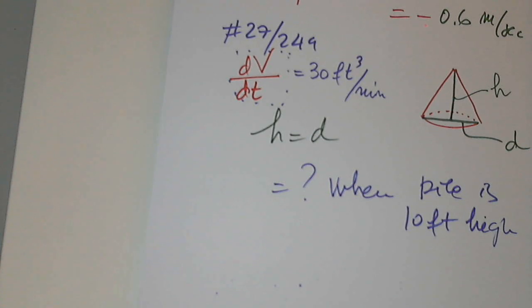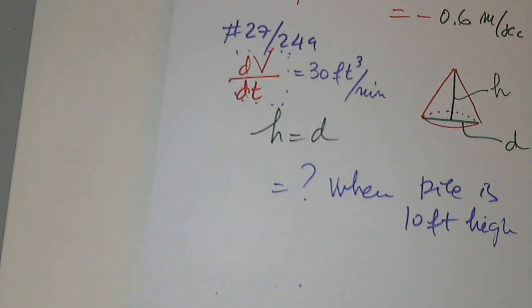Okay, so I know I'm given the volume, actually the rate of change of volume with respect to time, which is 30 cubic feet per minute. I am also told that this is always equal to this, no matter what, at any point in time, it's carved in stone. And I'm asked to find, again, the question: how fast is the height of the pile increasing when the pile is 10 feet high?